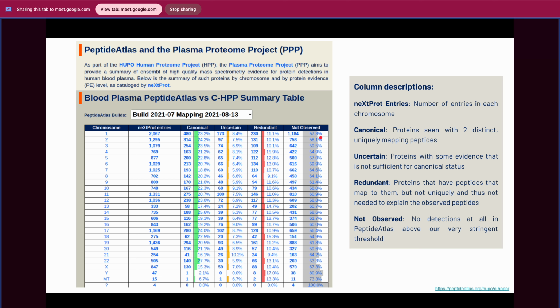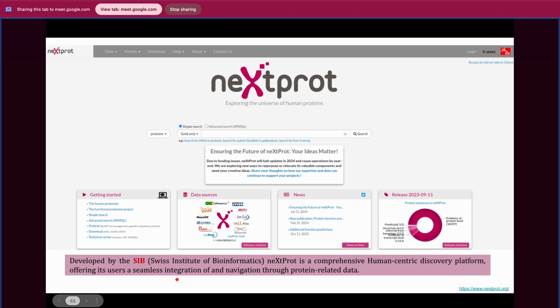So here they are telling you about the distribution: in each chromosome, how many NextProt entries are available and how these entries can be further categorized, whether canonical, uncertain, redundant, or not observed. This is specific to blood plasma. At the level of chromosomes, along with this, for the mitochondrial genome also, they have identified NextProt entries.